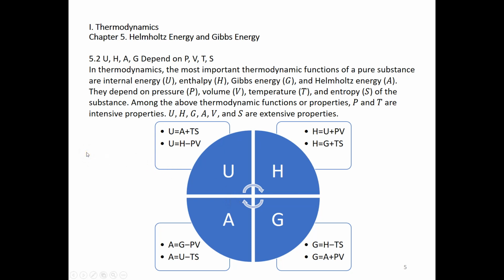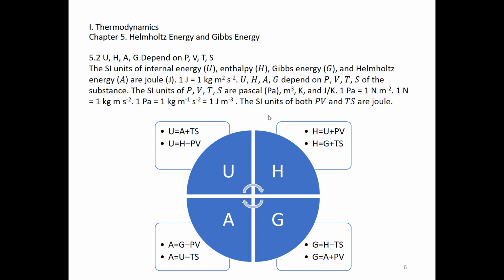Among all these thermodynamic functions, only pressure and temperature are intensive properties that do not depend on the amount of the substance. U, H, G, A, V, and S are extensive properties that are proportional to the amount of the substance. The SI units for U, H, G, and A are all joules, and 1 joule is 1 kilogram meter squared over second squared.